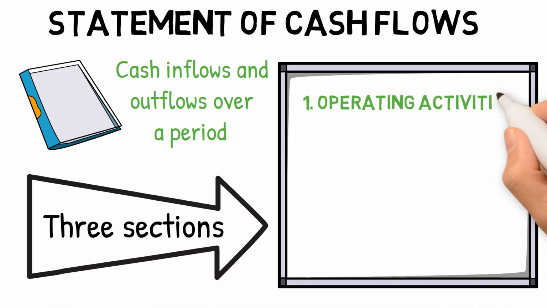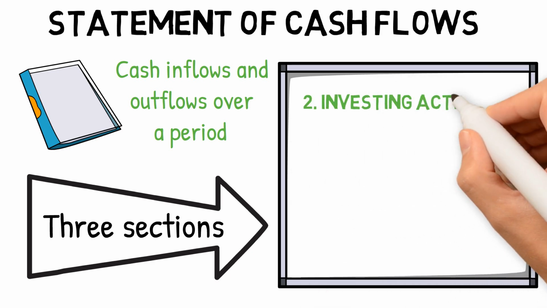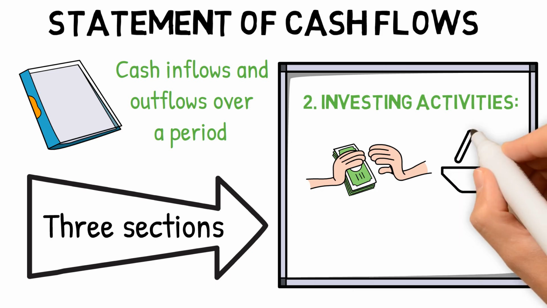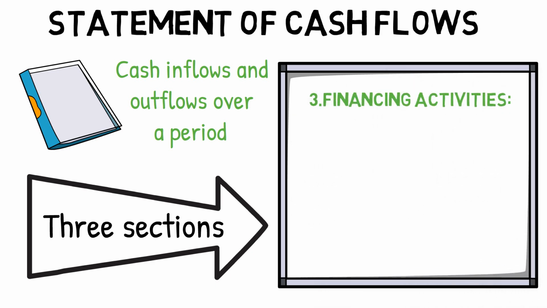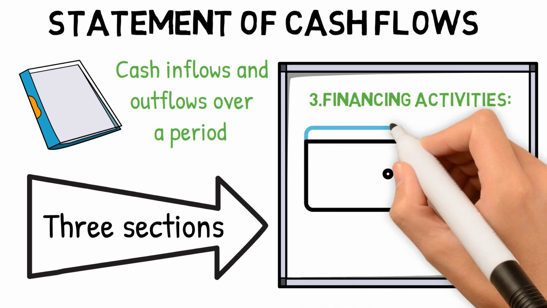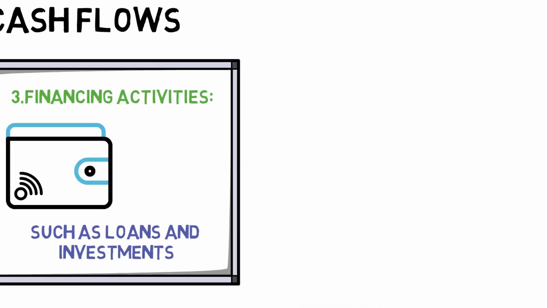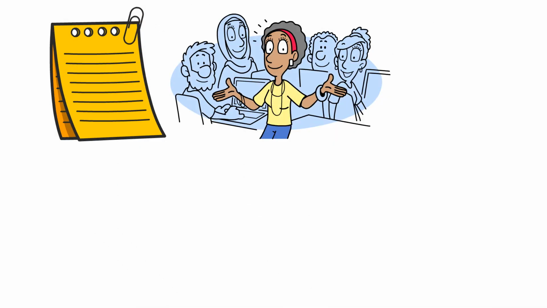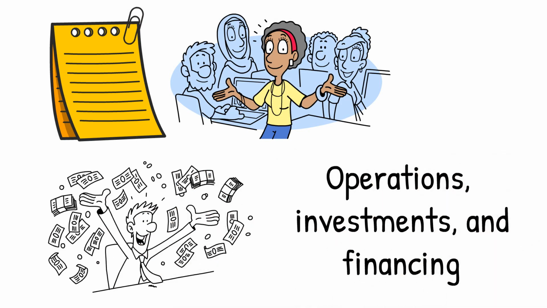1. Operating activities: cash flows from the core business operations. 2. Investing activities: cash flows from buying and selling assets like equipment. 3. Financing activities: cash flows from transactions with the owners or creditors, such as loans and investments. The statement of cash flows is essential because it provides insights into a company's liquidity and solvency, showing how cash is generated and used in operations, investments, and financing.